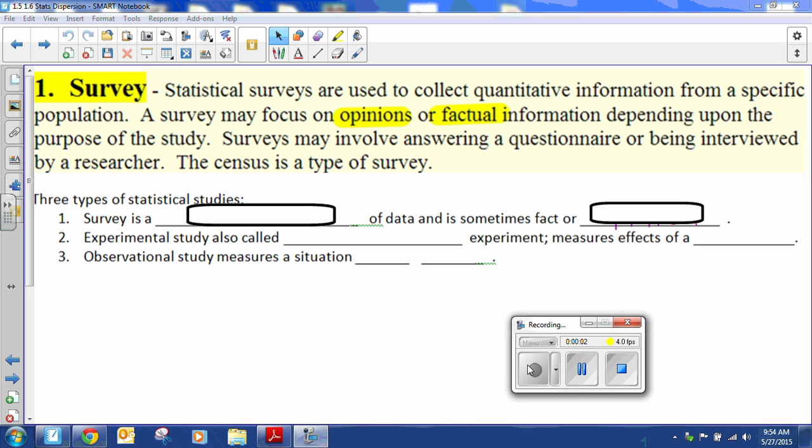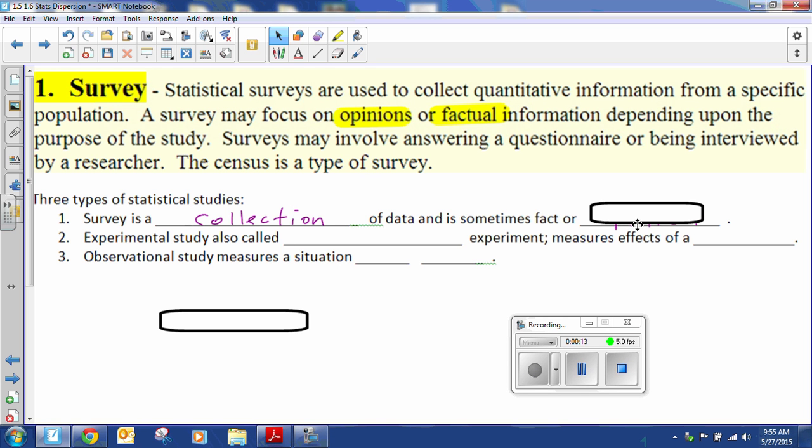In today's lesson, we're going to learn about three types of statistical studies. The first one is called a survey. And a survey is a collection of data and is sometimes fact or opinion. The census is a type of survey, as you may be aware of.